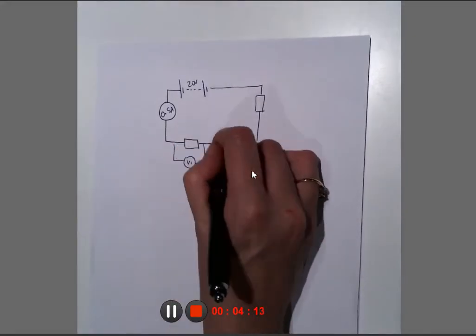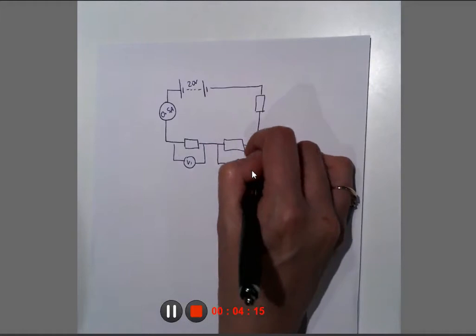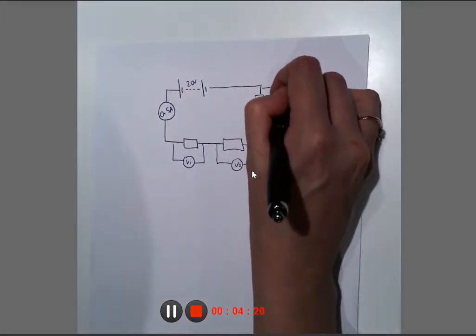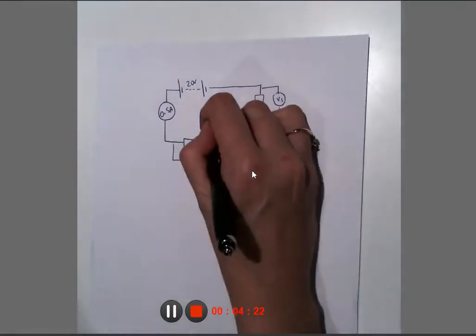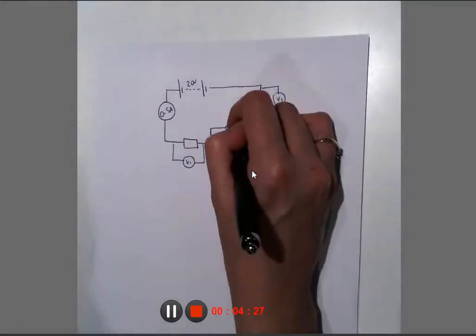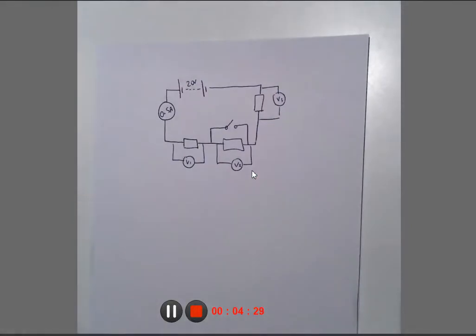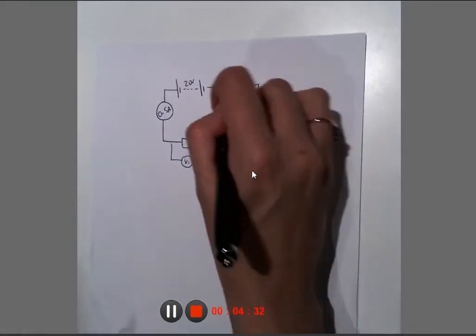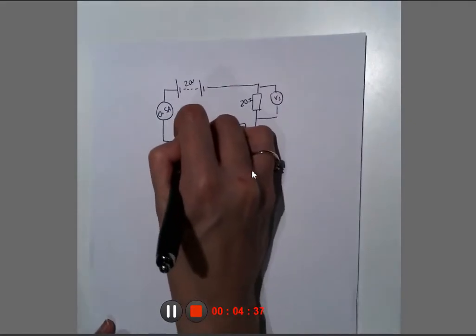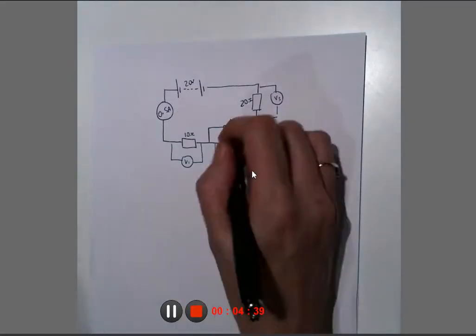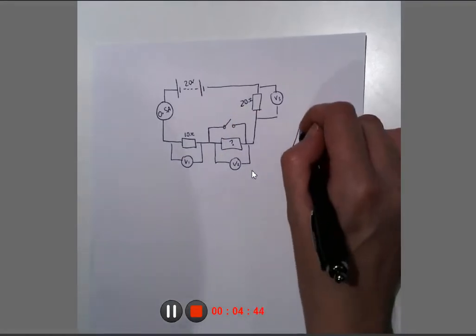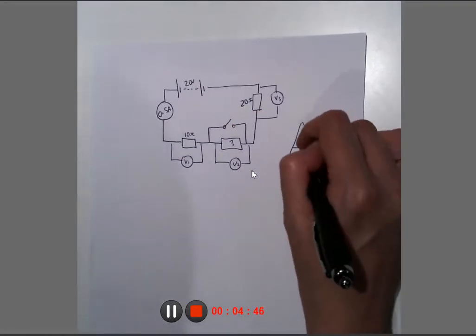So I've got V1, V2 and V3. So they're going to measure the potential difference across each resistor. I'm also going to put a weird switch in here, and we'll talk about what this switch does later. Now I know the resistance of this resistor is 20 ohms and the resistance of this resistor is 10 ohms. I don't know the resistance of this one, but I'm going to figure it out. And I'm going to use Ohm's law to do so.